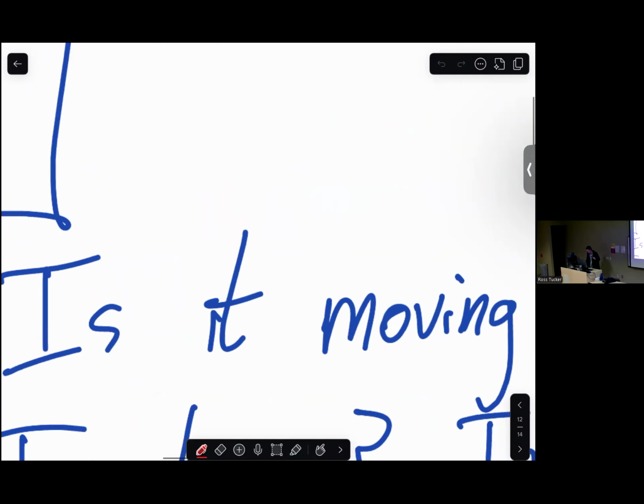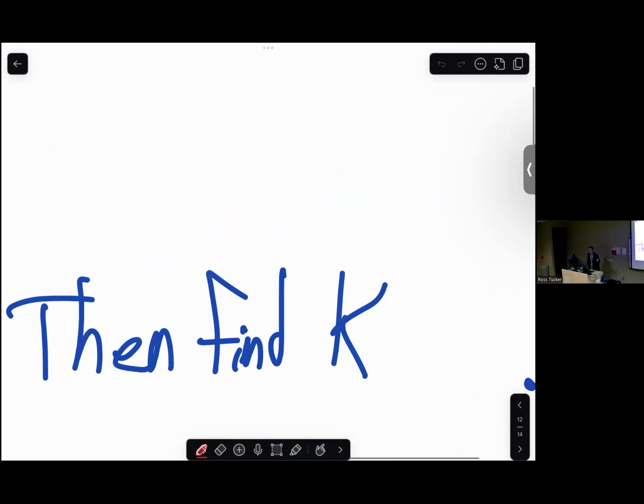Step uno, is it moving? Then there's a kinetic energy term. What's kinetic energy's equation? Half mv squared, okay? Kinetic energy is defined as half mv squared. Know that. Know that.